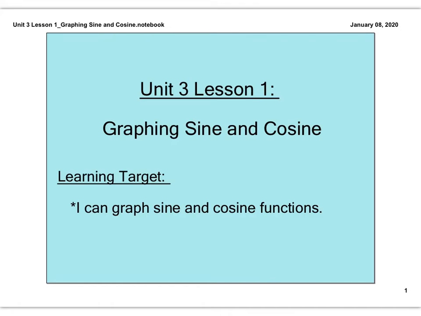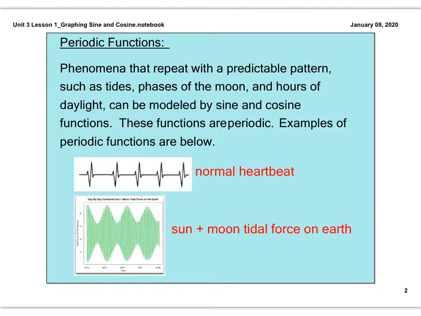Hi guys, today we're going to learn how to graph sine and cosine functions. So phenomena that repeat with a predictable pattern, such as tides, phases of the moon, hours of daylight, can be modeled by sine and cosine functions. These functions are periodic because the same cycle keeps repeating over and over and over.